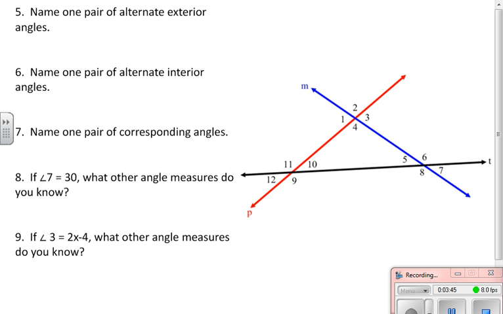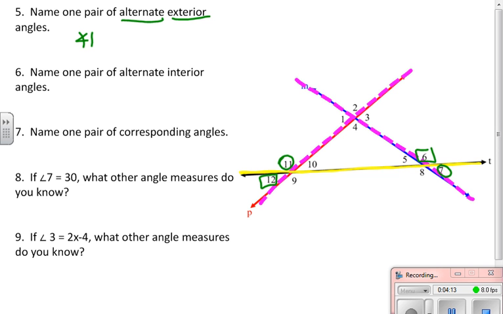One pair of alternate exterior angles. So I can determine right now, I'm just going to grab these 2 as my intersecting lines, which makes T my transversal. So for alternate exterior, I need to be on opposite sides of the yellow T and outside the dotted lines. So how about 10 and 7, or 6 and 12? Angle 11 and angle 7, angle 12 and angle 6. If you switch it up and use different lines, your alternate exterior angles are going to change.